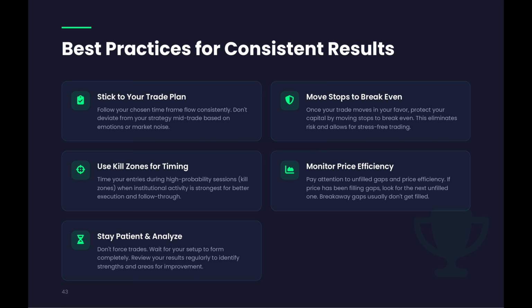Keep detailed records. Use a trading journal. Note not just your profits and losses, but your emotional state, market conditions, what worked and what didn't. Review this journal regularly. Look for patterns in your winning and losing trades. This analytical approach to your own performance is how you improve systematically.